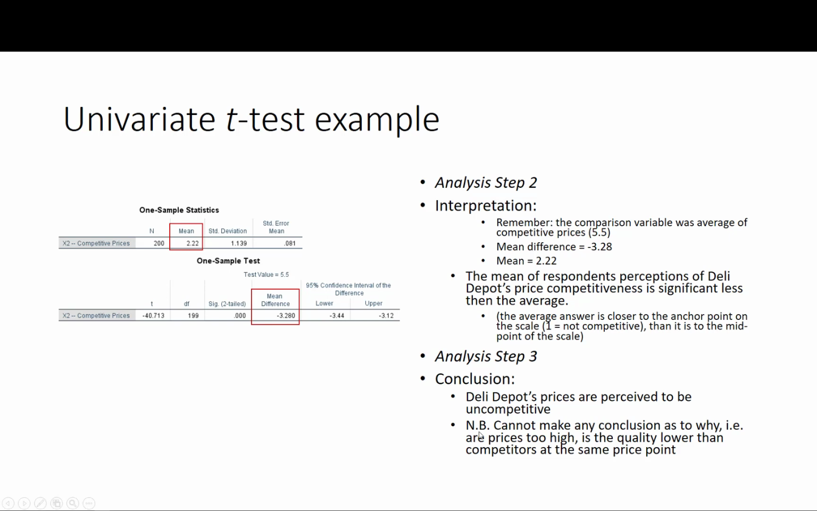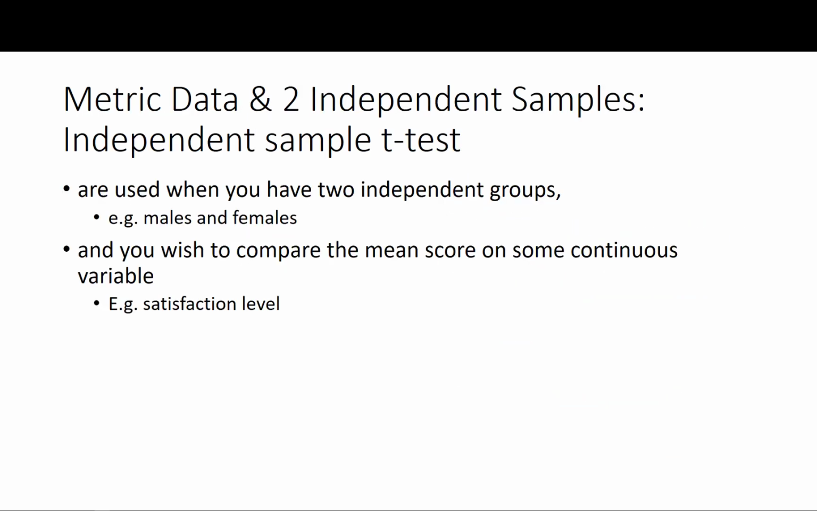However, we cannot make any conclusion as to why this might be the case. Are prices too high? Is the quality lower than competitors at the same price point? That is analysis that needs to be done on different sets of data using different sets of analysis. So that is the difference between a z-test and a t-test, and how to run a univariate t-test. In the next video, I will discuss independent sample t-tests, where we have metric data and 2 independent samples.